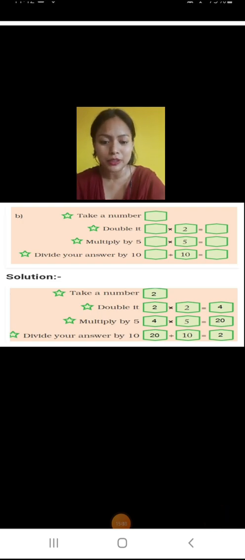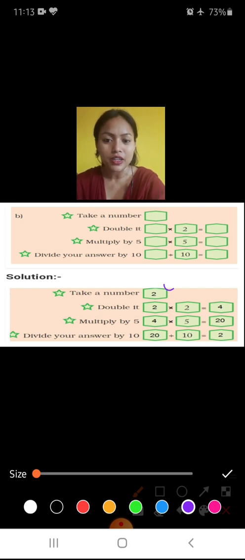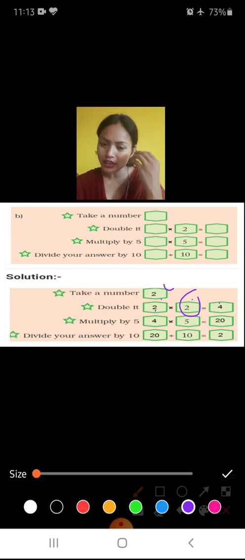Now this one: take a number. We can take any number. I have taken 2 in this case. Take a number and double it. Double it means multiply by 2. So 2 multiplied by 2 is 4. You can take 5 also, or 6, any number of your choice. You double it, meaning multiply by 2, and you will get the answer 4.